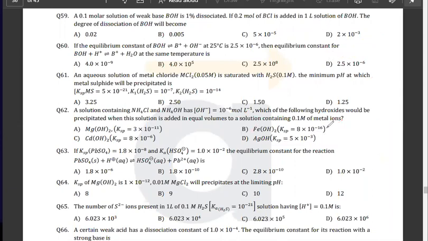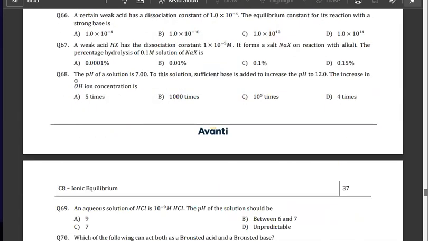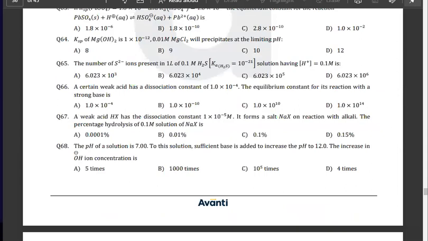Now, till question number 70, any doubts? Any doubts till question number 70? Tell me, guys. Please ask till question number 70. 64, okay. Guys, please message your doubts.